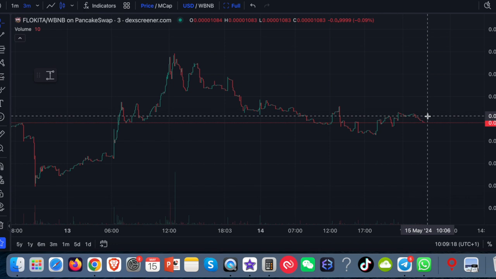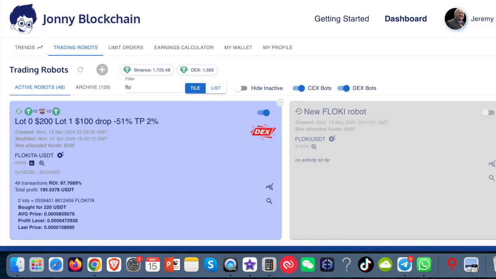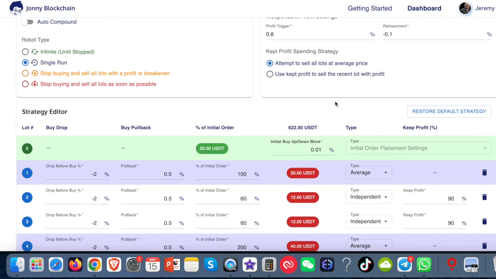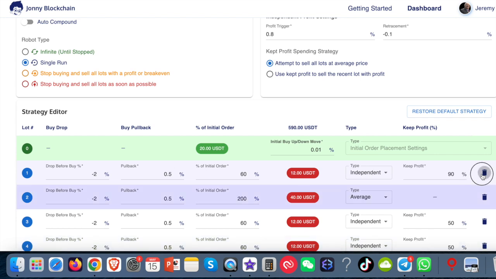But if I was going to set this bot up for the very first time, and I'm a bit worried about it being a bit risky, what would I do? Well, I've come back over to Johnny Blockchain. So I'm going to come into the settings. I click on this icon here to go into the bot settings. And the very first thing I'm going to do is put it on expert mode. Now, what I'm going to do is come down and delete these lots right the way off.